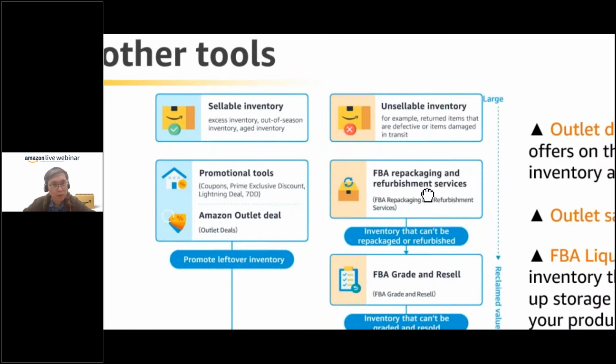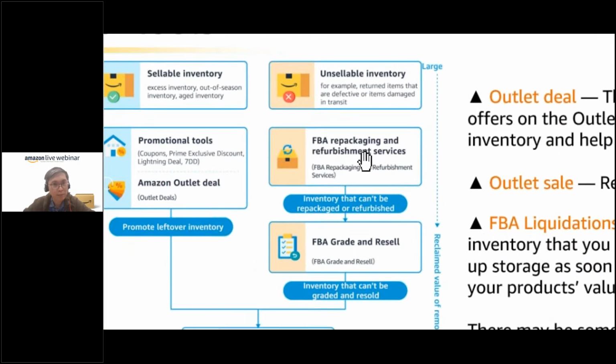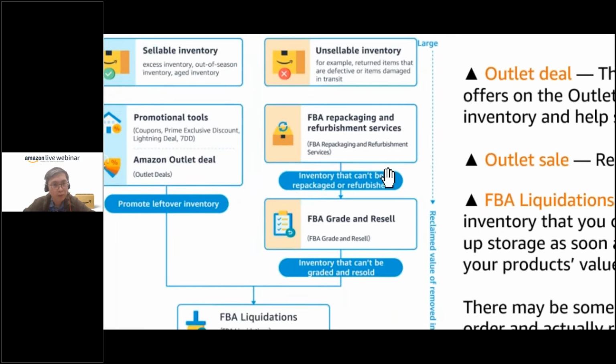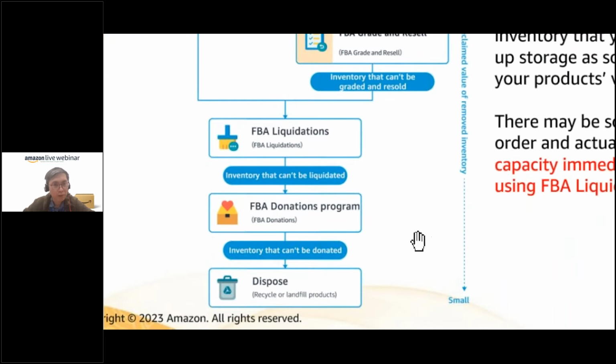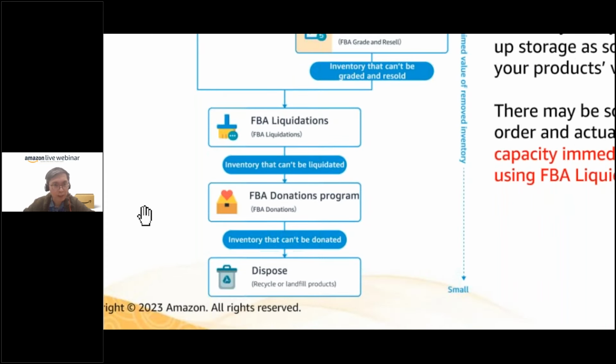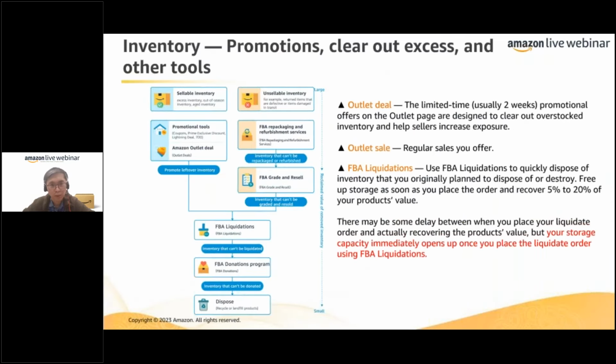If you have unsellable inventory, for example return items that are defective or damaged during transit, you can opt for the FBA repackaging and refurbishment services. Inventory that can't be repackaged or refurbished will be grouped under the FBA grade and resell programs. For inventory that will go into liquidation, and for those that can't be liquidated, you go into the FBA donations program. At the very last, if nothing can be done, it will be disposed of, recycled, or sent to landfill. That's basically what goes on at the end.